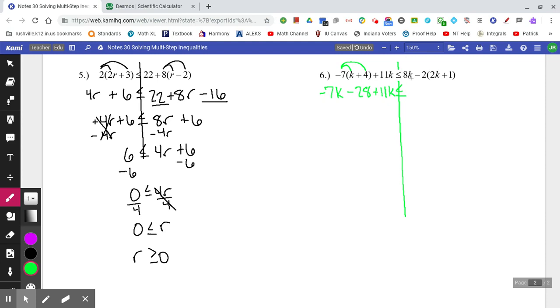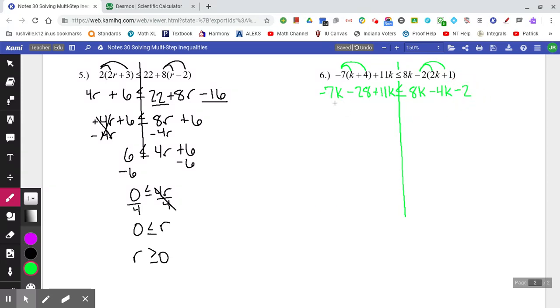Is less than or equal to, I still have 8k. And then this parentheses is attached to the 2 out in front, but that 2 is negative. So that's kind of tricky. Remember to distribute not just the number, but the sign in front of it. So that's going to be a negative 2 that I multiply by. So negative 2 times positive 2 will give me negative 4, and then that had the k with it. And then negative 2 times positive 1 gives me negative 2.